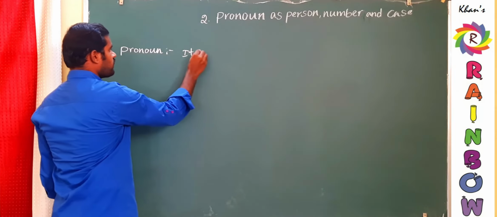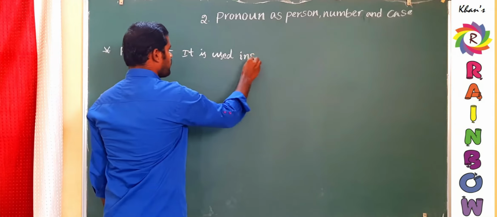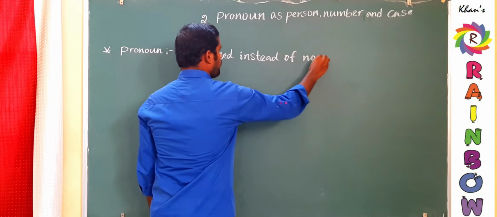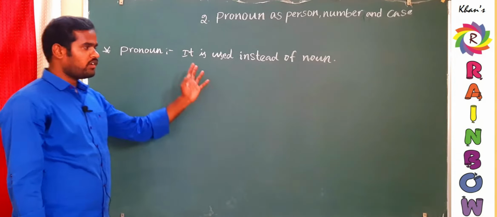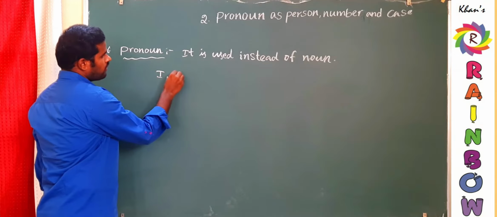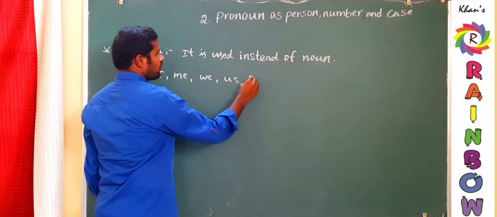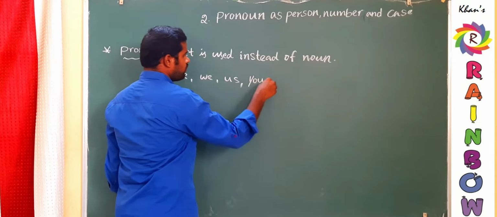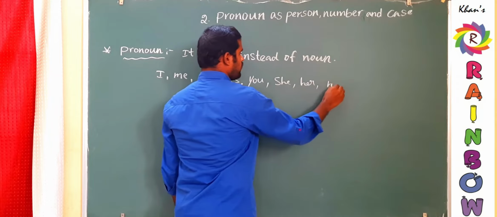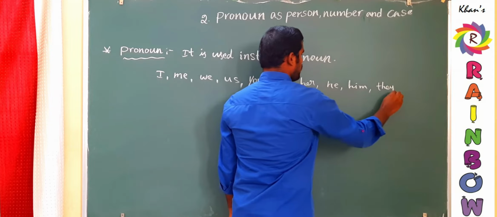So it is used instead of noun and it replaces the place of the noun. And I told examples also for pronouns: I, me, we, us, you, she, her, he, him, they, them.